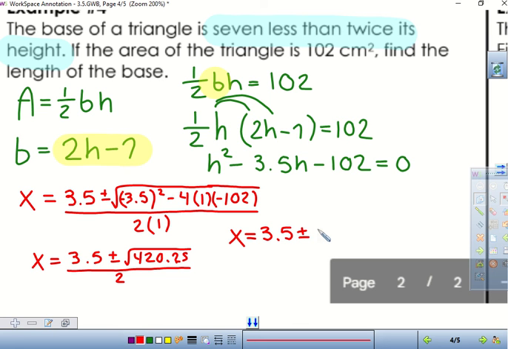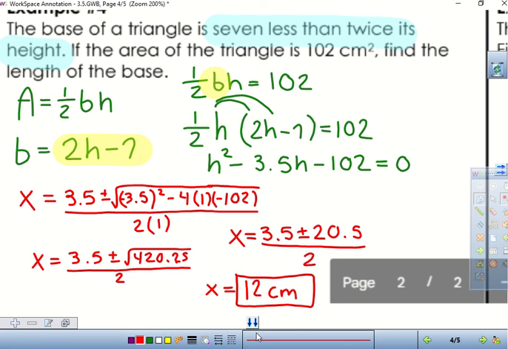Do you guys all feel comfortable with just doing one of these on your own right now? Okay, then why don't you all be quiet and listen. So, x equals, now, for this question, there's two versions, right? There's 3.5 minus 20.5, and then there's plus. Do I need to do the minus one? No, because can a distance or length be negative? No, so I only care about the plus one. So you can save yourself the time, and you get 12 centimeters.